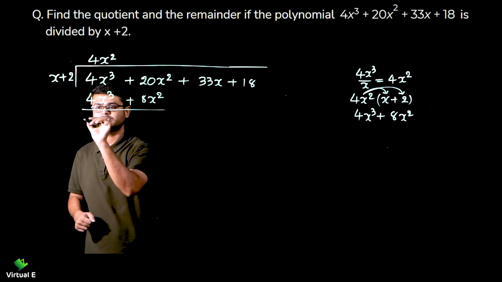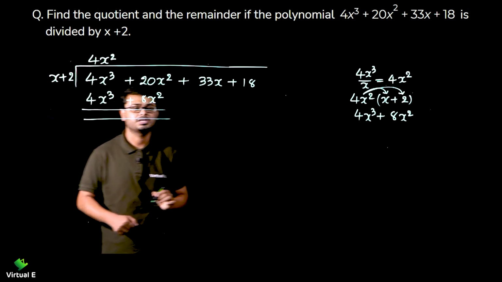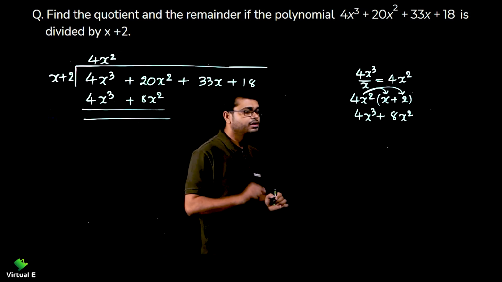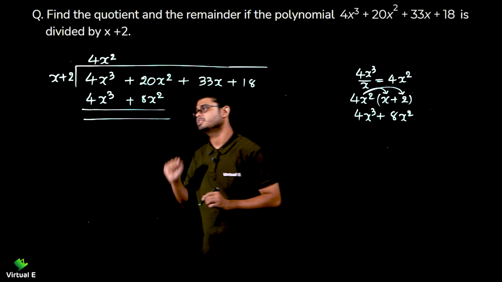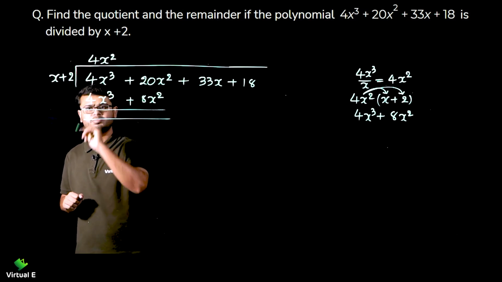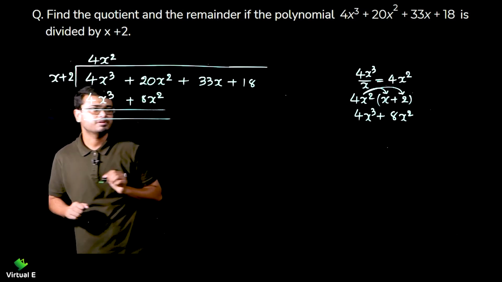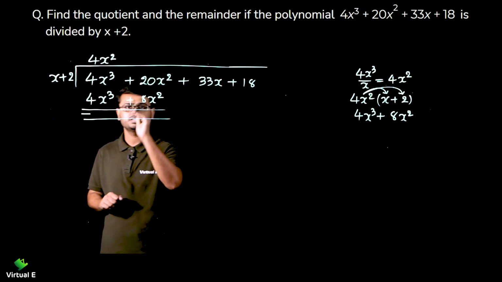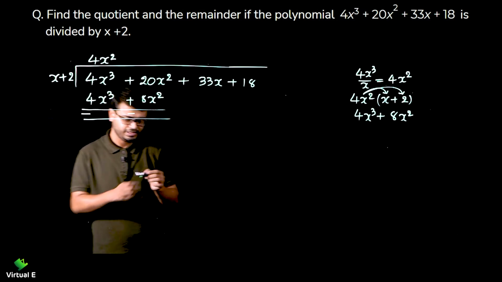Now we are supposed to subtract it. So let's start the subtraction. For subtraction, we are supposed to change the sign. So here this 4x, no sign means positive. So if we change, it will become negative. Plus 8x will become negative 8x.